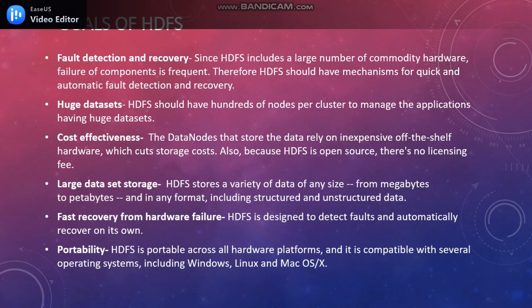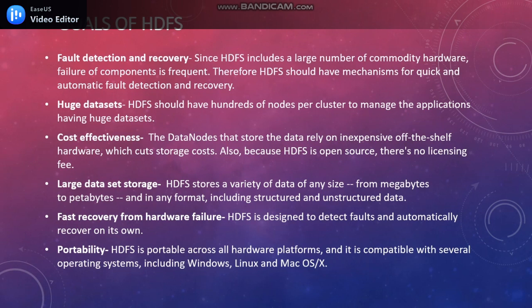Then huge data sets. Huge data set means HDFS should have hundreds of nodes per cluster to manage the applications having huge data sets. Each cluster of HDFS should have hundreds of nodes, so that only then it can manage the applications which are having very huge data. Then comes cost effectiveness. We told it is run on a commodity hardware. Commodity hardware means which is inexpensive. It means it is actually cutting off the storage cost.